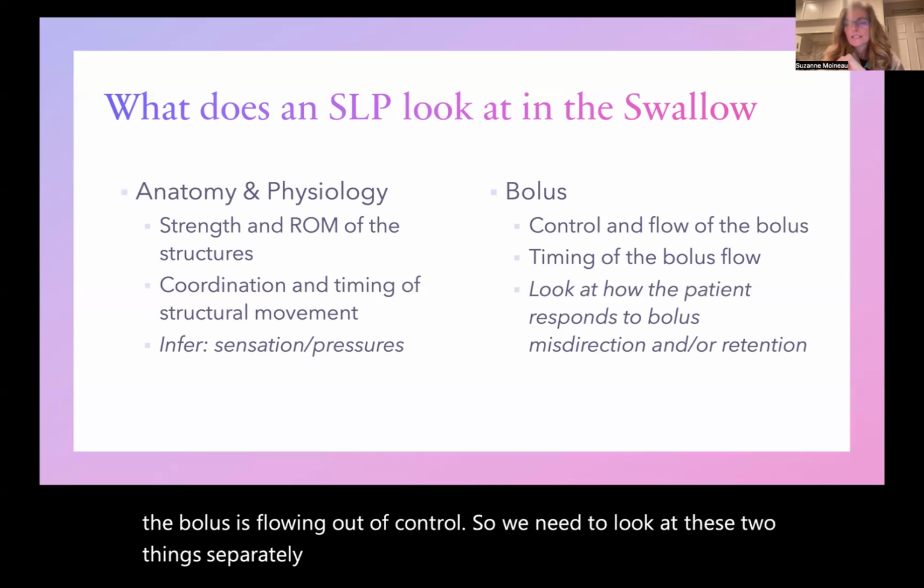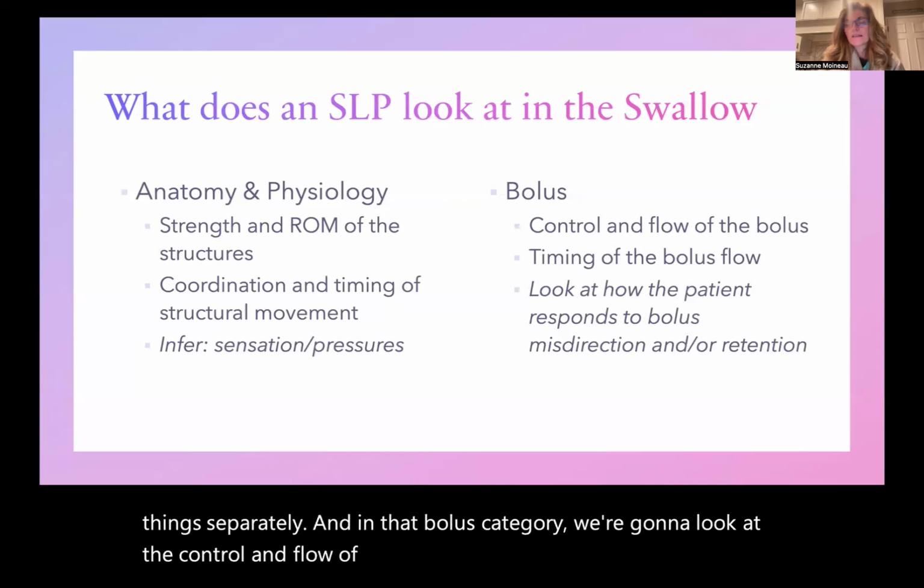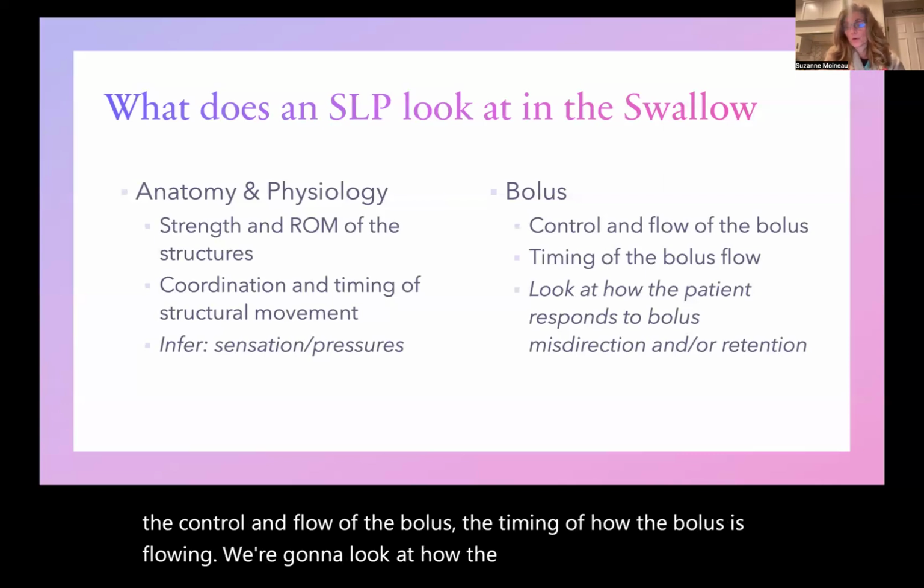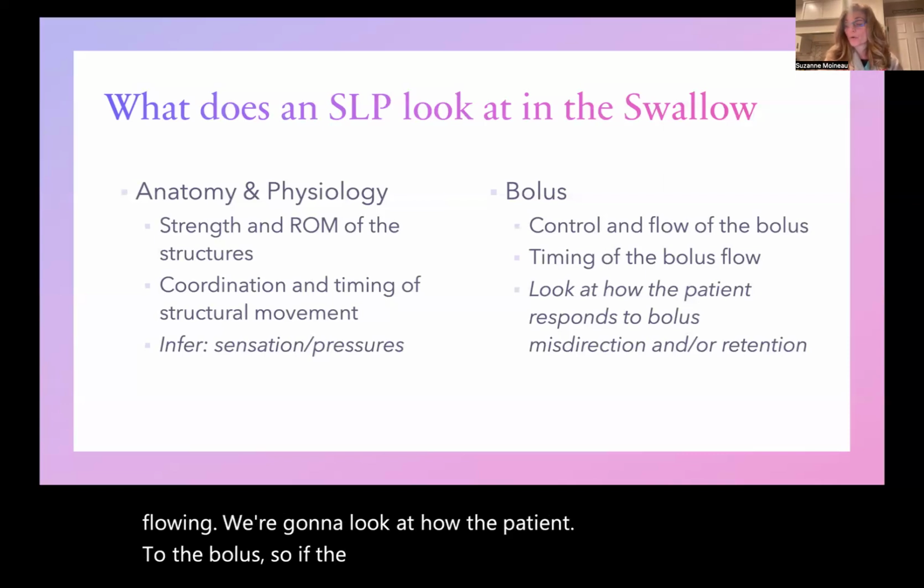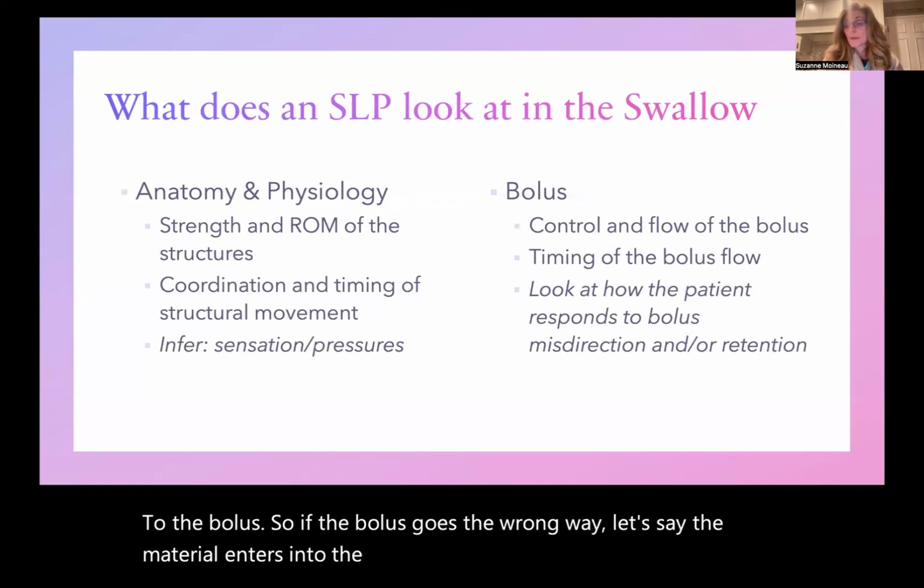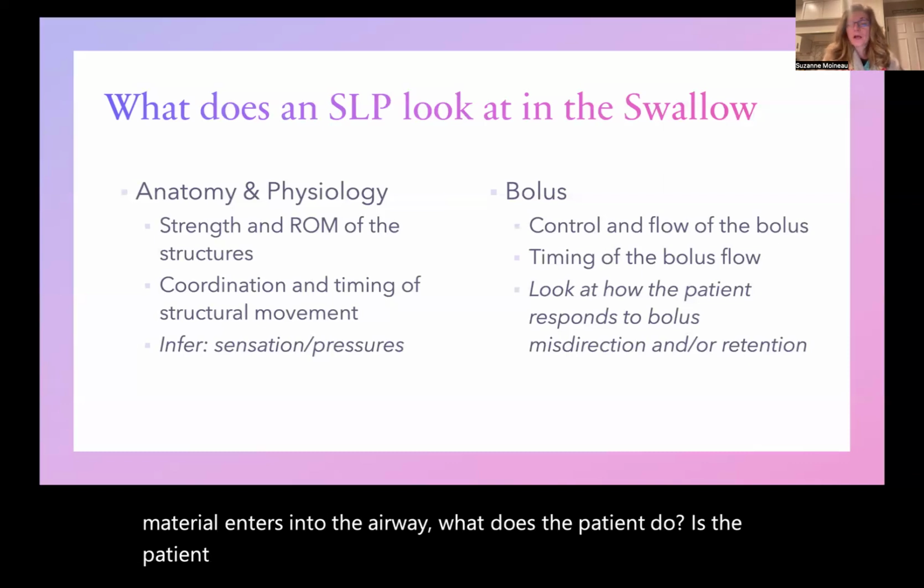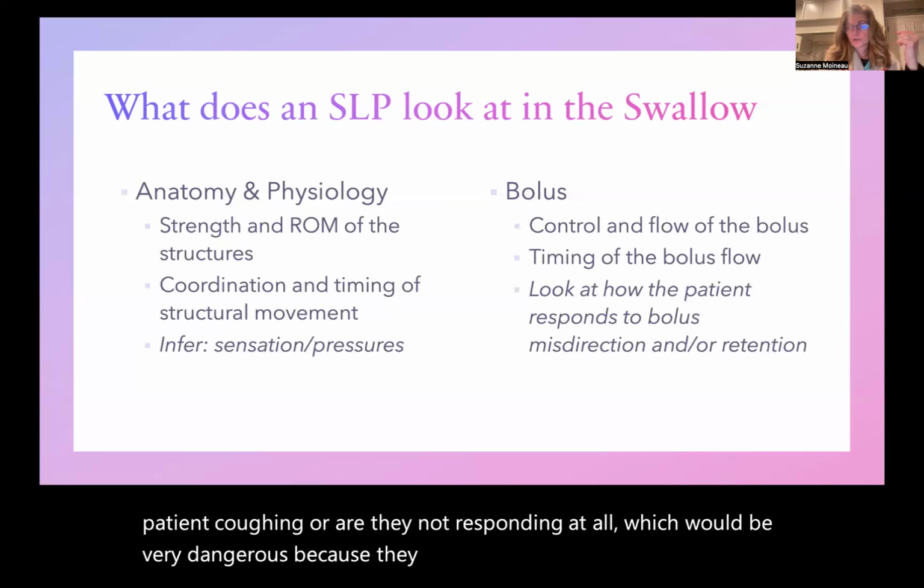And in that bolus category, we're going to look at the control and flow of the bolus, the timing of how the bolus is flowing. We're going to look at how the patient responds to the bolus. So if the bolus goes the wrong way, let's say the material enters into the airway, what does the patient do? Is the patient coughing or are they not responding at all? Which would be very dangerous because they should cough if it goes the wrong way.